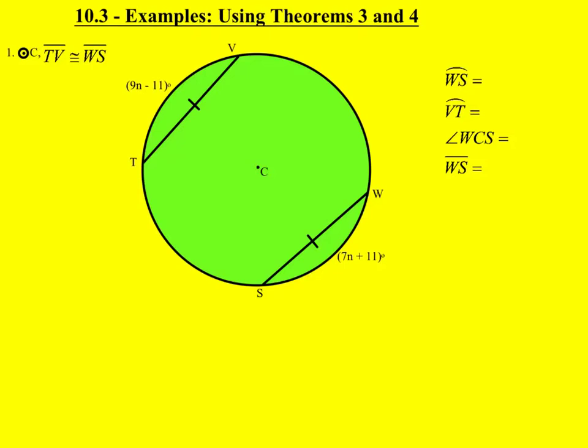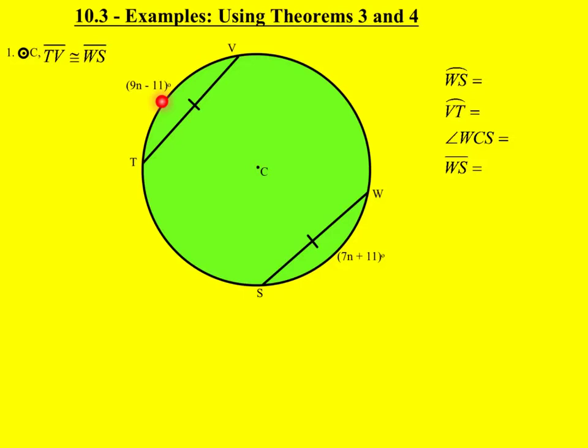The first example here starts us off by saying we clearly have a chord here that's congruent to a chord over here. That was actually the given information. Bottom line, this chord's congruent to that chord, and that tells us with this theorem that this arc that is made by WS and this arc that is created by VT are also congruent. I would put little tick marks or something, but technically we don't do that there. Basically, we just need to recognize congruent chords here create congruent arcs.